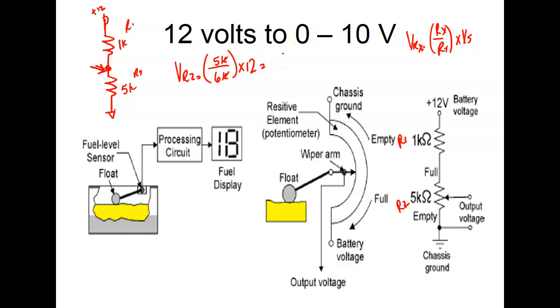What do we end up at the top of the pot? 5 divided by 6 times 12. Huh? 10. So we end up with 10 volts right there. So when I calculate my transfer function, I would not use 12, because 12 is not across the pot. I would use 10.